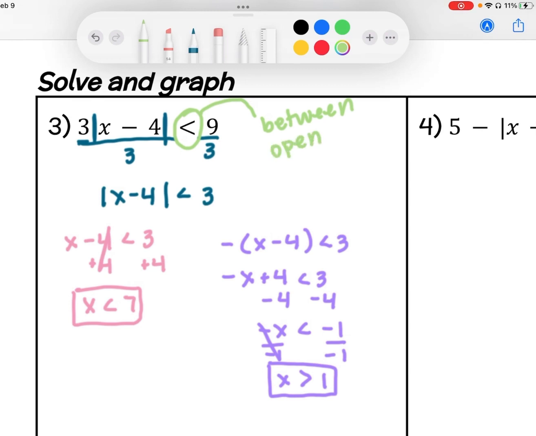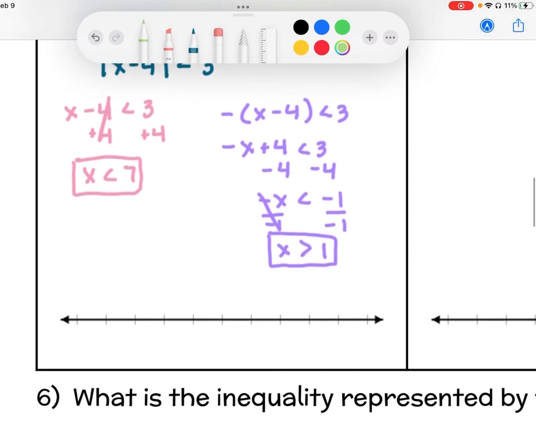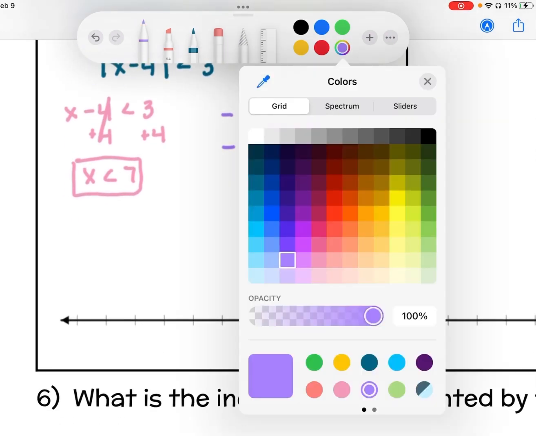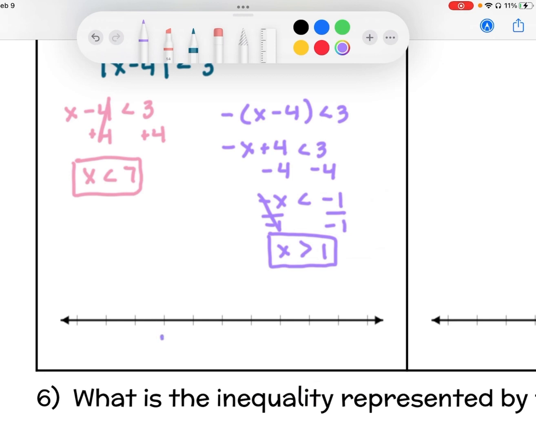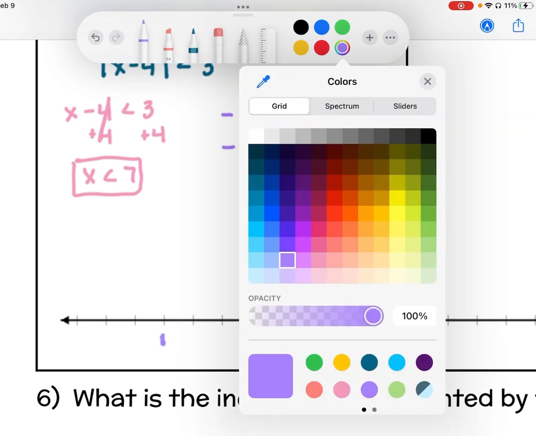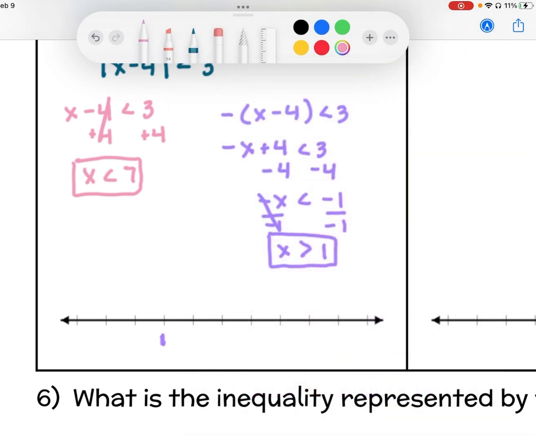Okay, so we can label our number line however we want to. So we have our solution of 1. Just make sure it's in order from least to greatest. And then we have our solution of 7, so 7 would have to go on the number line. All right, and then we just graph it from there. So we're going to have an open circle on both of those, and we're going to shade between. So we're going to connect those open circles. And that's how we would graph that.